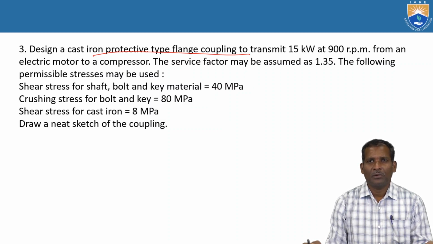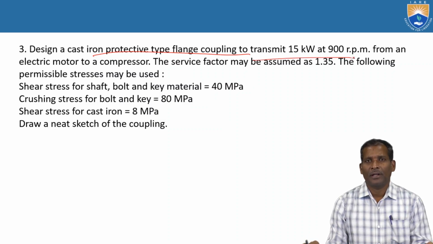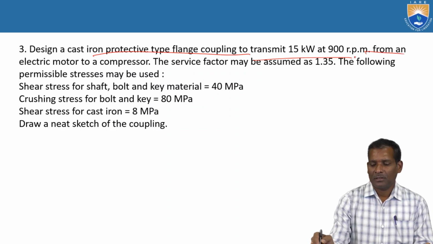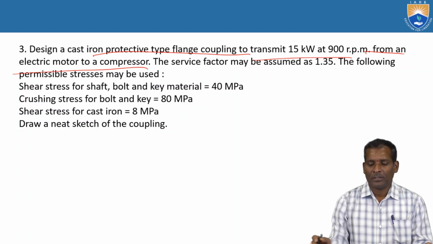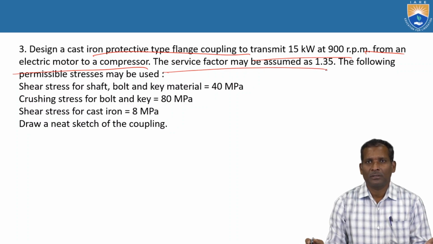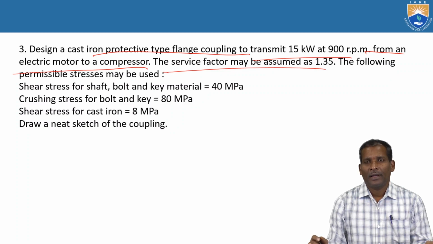Design a cast iron protective type flange coupling to transmit 15 kilowatts at 900 rpm from an electric motor to a compressor. The service factor may be assumed as 1.35. Sometimes this value may not be given in the problem. In that case, you may assume the service factor if needed, so 1.35.